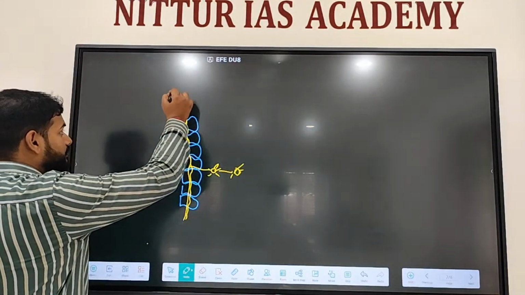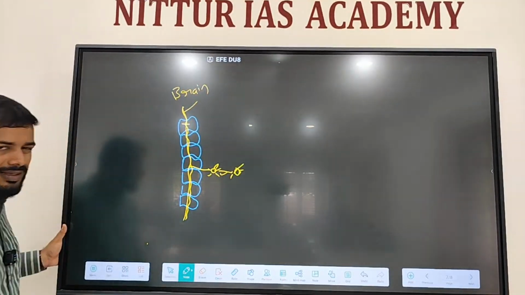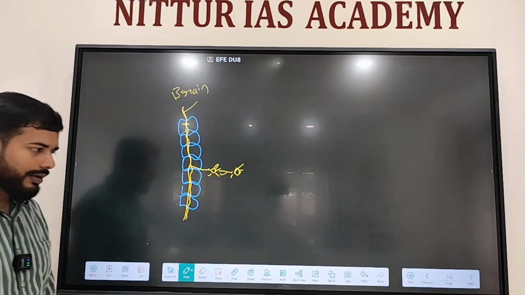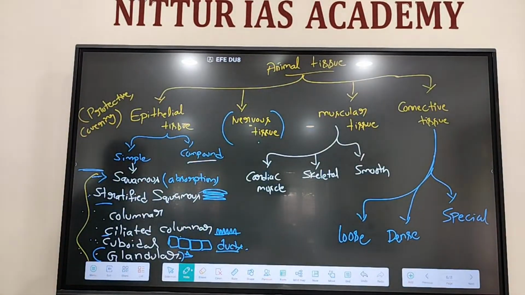The brain, spinal cord, and the nerve cell: these all consist to make nervous tissue.